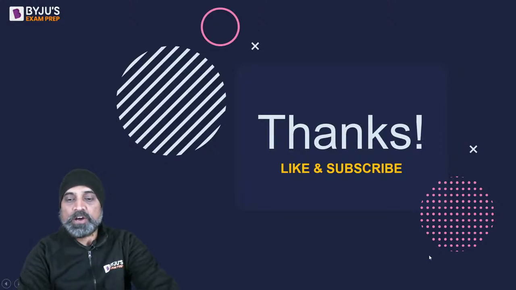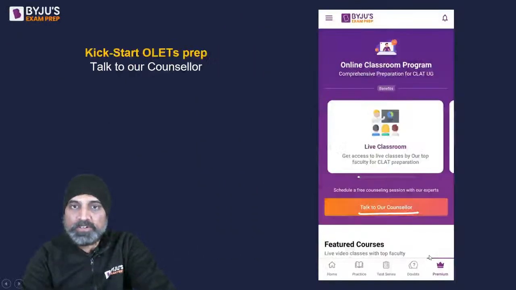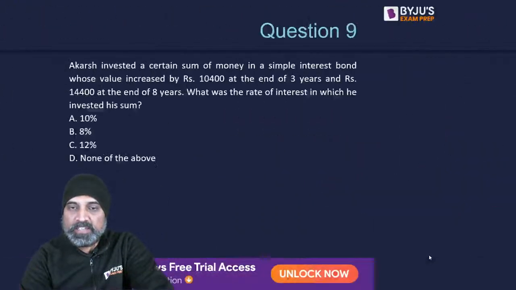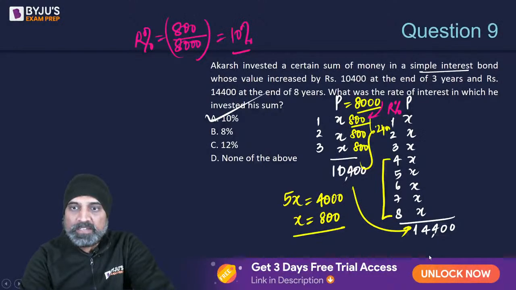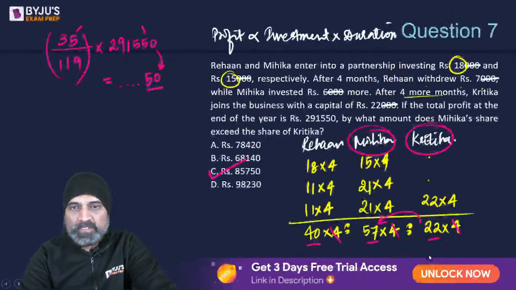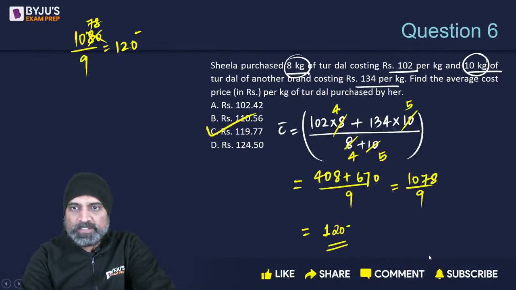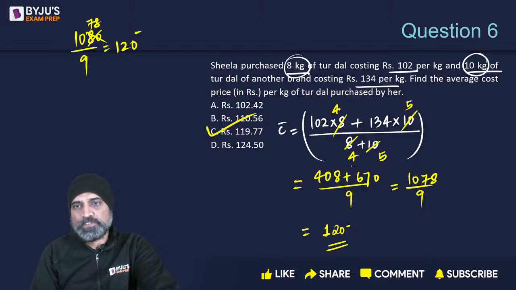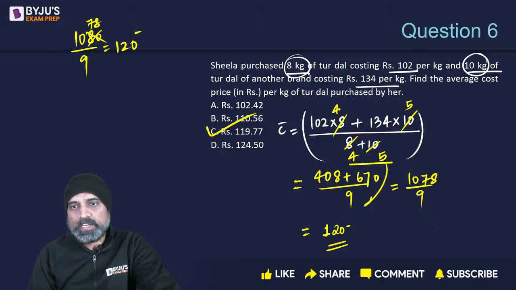Okay, Chandan, which 9 are you talking about? Are you talking about this 9? We don't have a 9 here. Are you talking about this 9? This 9 is 4 plus 5. So that's how we got a 9 in the denominator.